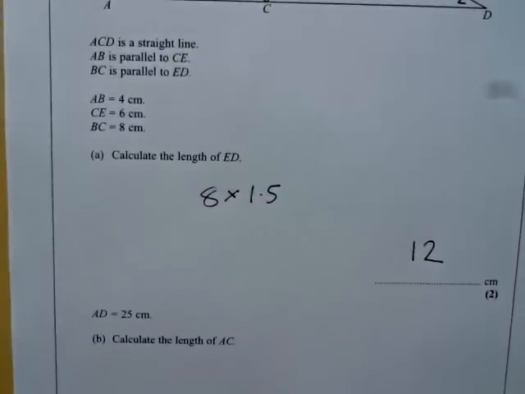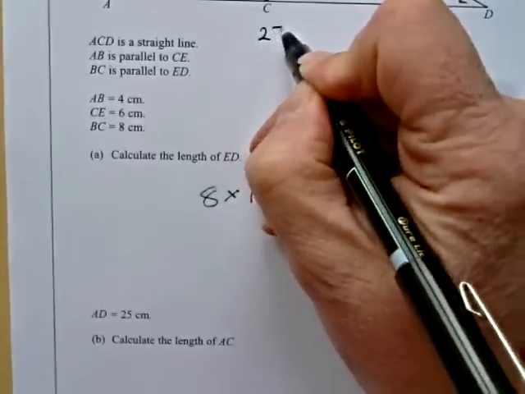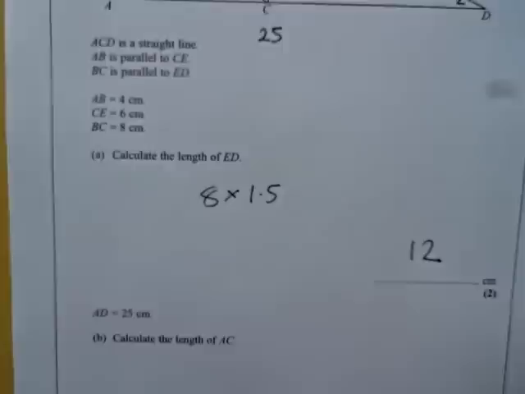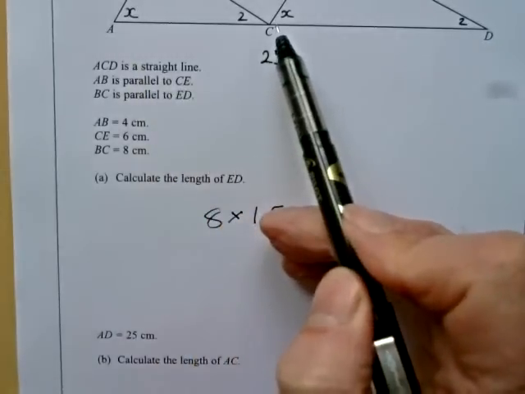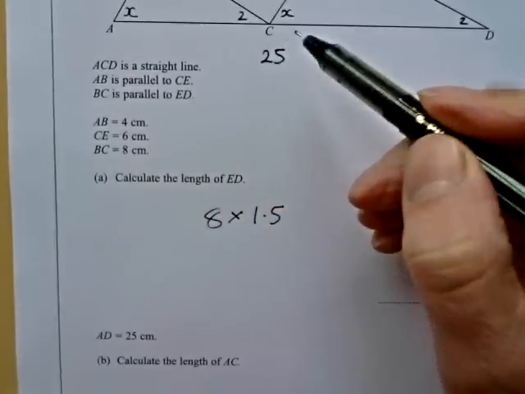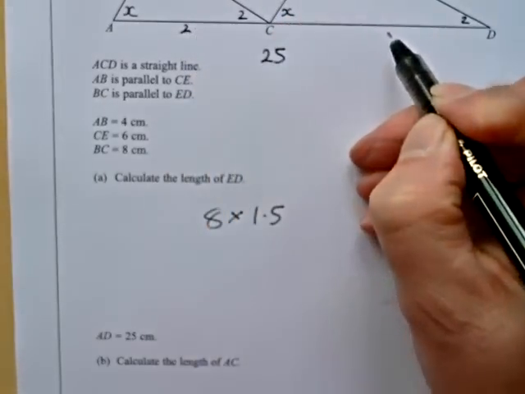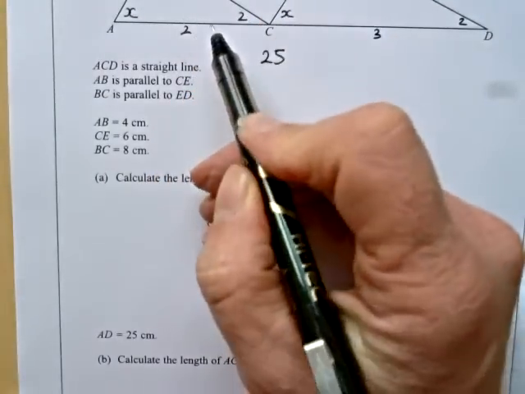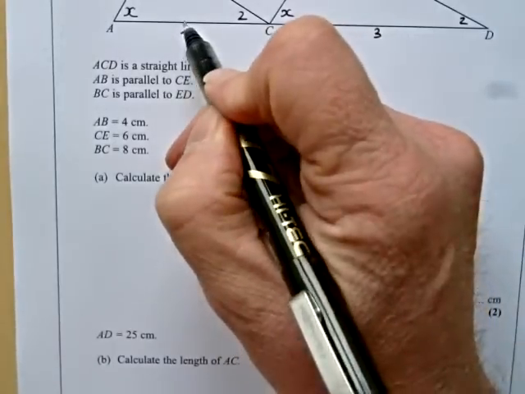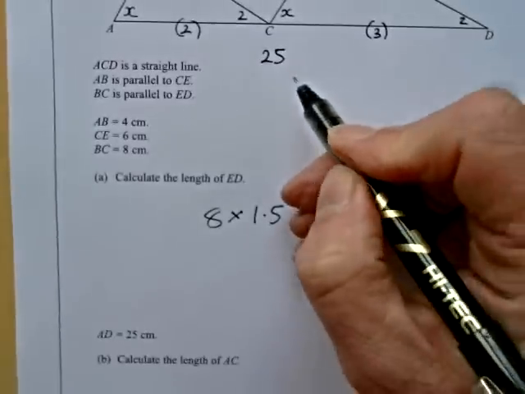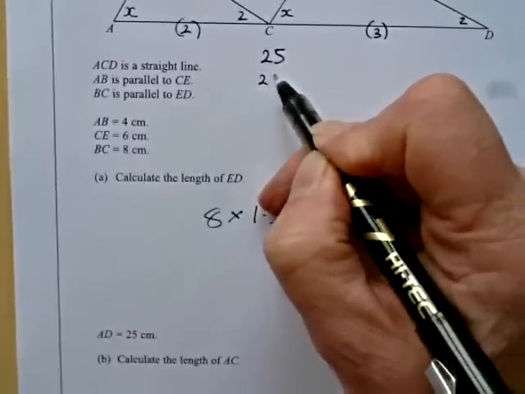Now the second part, we're told that the full length AD is 25. So we've got to calculate the length of A to C. Now what we need to do here is remember that we're in this ratio of 1 to 1.5, or better still, 2 to 3. How do I know that? Well, again, it's because this is 1.5 times that. So we've got 25, and we've got to split it into the ratio 3 to 2, or 2 to 3.